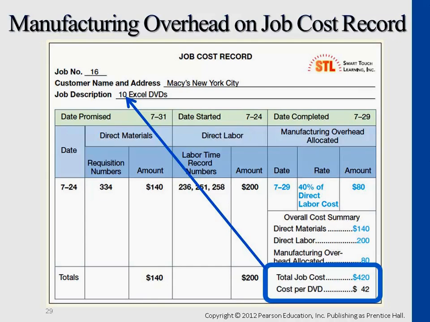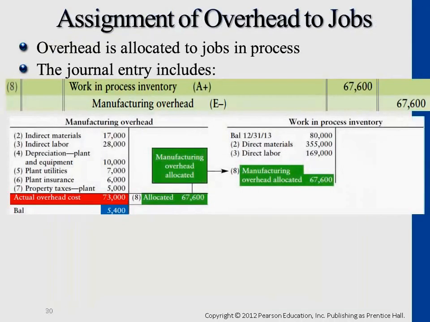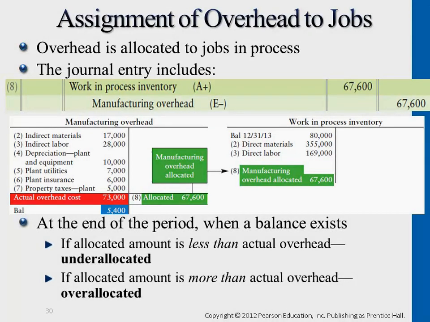Okay? Now, how do we journalize this? We talked about applying manufacturing overhead. Let's say after a whole year, assuming we have 100 orders, altogether we were able to assign $67,600 to work in process.